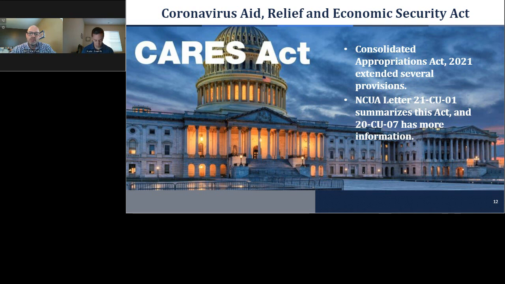We had a specific NCUA letter to credit unions, number 20-CU-07, that was written. And then a summary of the Consolidated Appropriations Act was written. We put out a letter in 2021. Actually, it was our first letter that addressed that. So there's more information out there if you're seeking that.